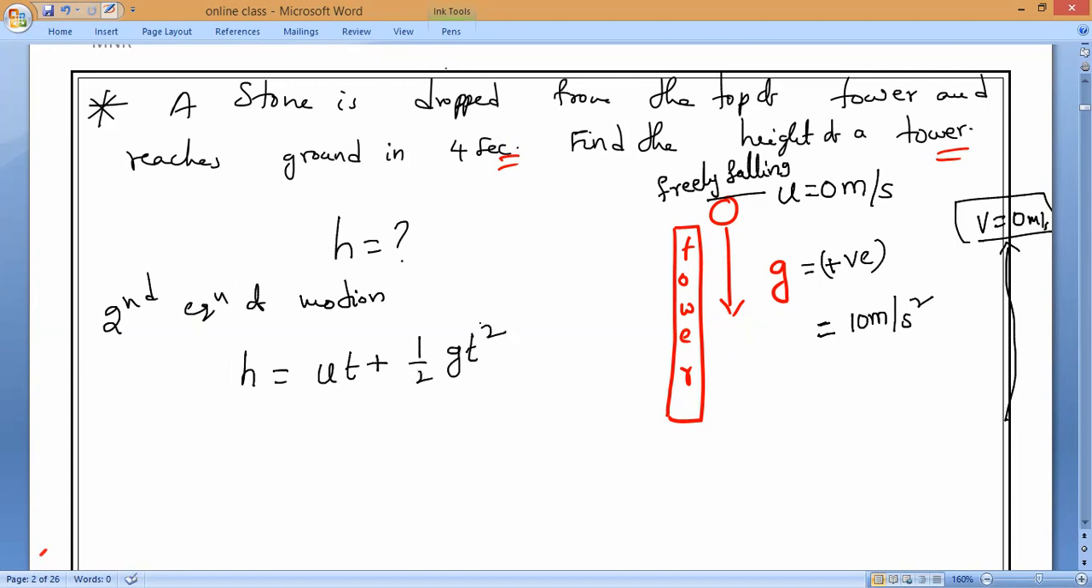Is it yes or no? So if it is freely falling, it is plus. If it is thrown upward, it is minus half gt square. Yes or no? Directly I am saying, no value will change. So as we know, initial velocity is 0, so this first term will become 0. So what is the answer? h is equals to half gt square.